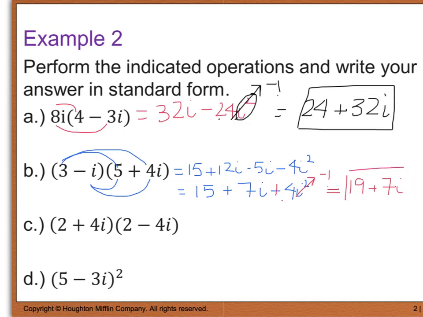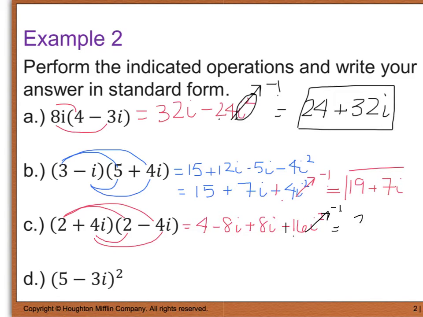Now we'll go ahead and do something very similar to that in part C. So for part C, we're going to take our 2's and multiply them together to give us 4. 2 times a negative 4i will give me a negative 8i. 4i times 2 will give me plus 8i. And then I have 4i times a negative 4i will give me a negative 16i squared. And remember, i squared is going to give us a negative 1. So negative 16 times a negative 1 is really a positive 16. Plus 4 will give us 20. And negative 8i plus 8i is 0. So my final answer then will be just 20.